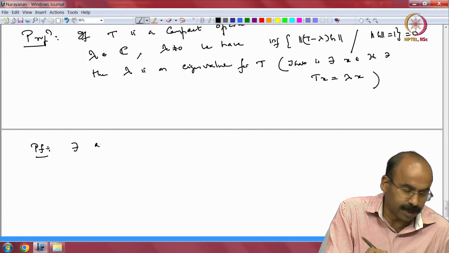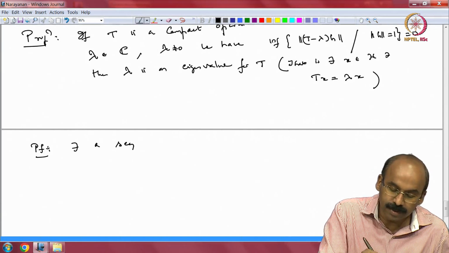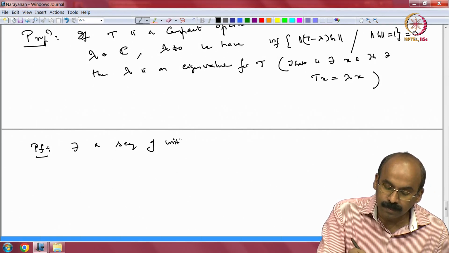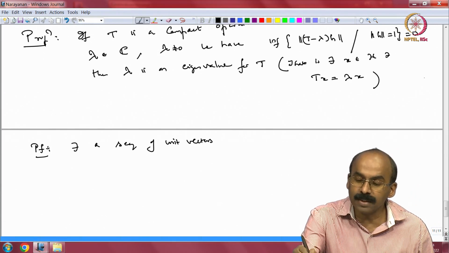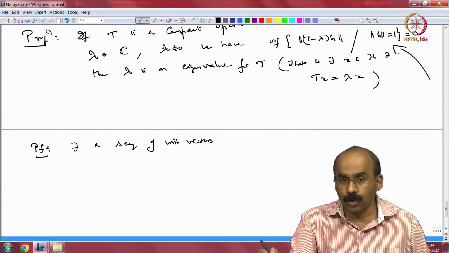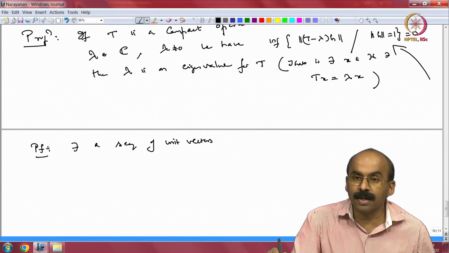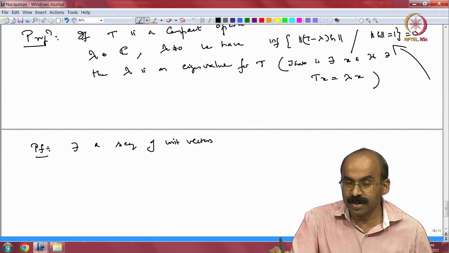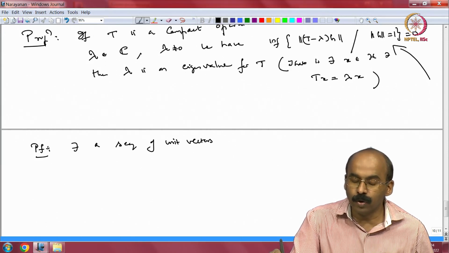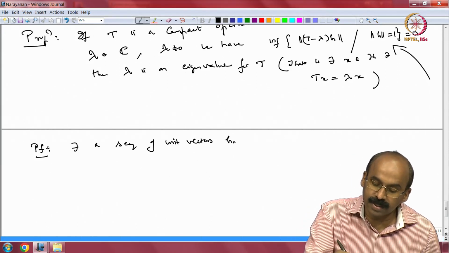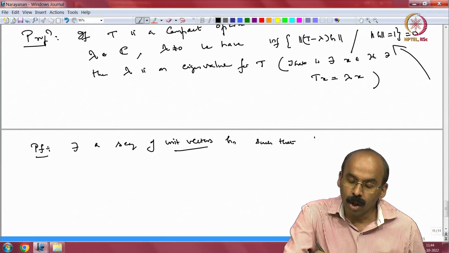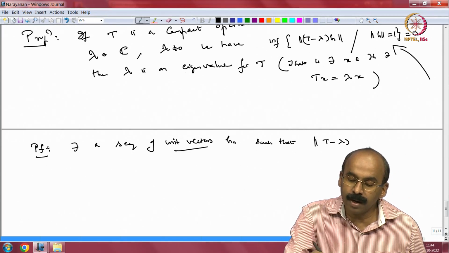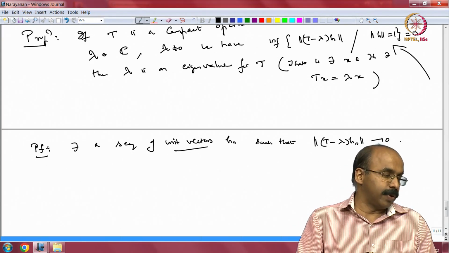First of all, there exists a sequence of unit vectors, because I am looking at some infimum of something, right. Infimum is 0, that is what I am looking at. So, I can take a sequence of unit vectors Hn such that that particular quantity goes to 0, right. So, unit vectors Hn such that the norm of (T minus lambda) acting on Hn goes to 0, right, because the infimum is 0.